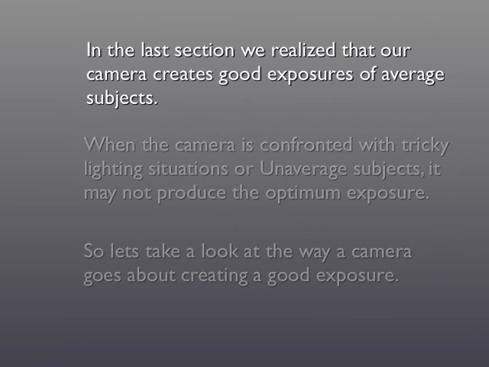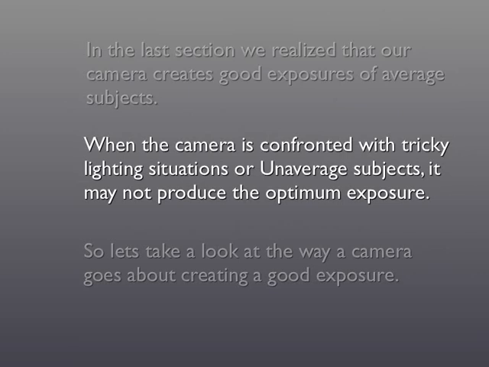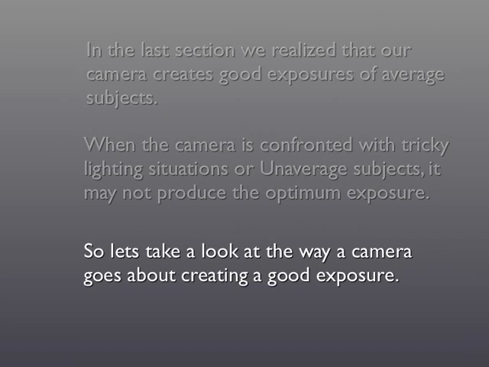So, in the last section we realized that our camera creates good exposures of average subjects. When the camera is confronted with tricky lighting situations or unaverage subjects, it may not produce the optimum exposure. So, let's take a look at the way a camera goes about creating a good exposure.